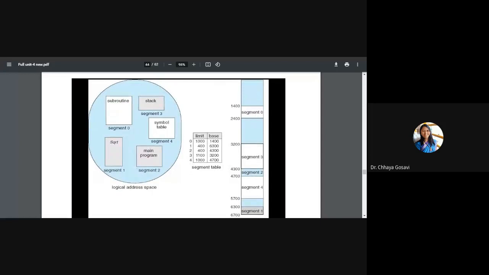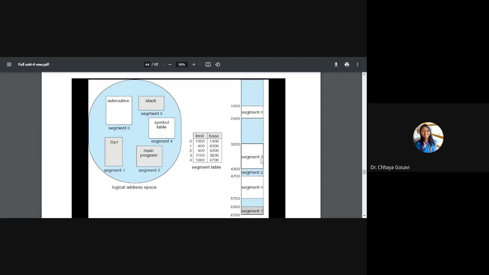We have seen one example on the previous slide. This is another example. Suppose this process has 5 segments: 0, 1, 2, 3, and 4. And this is the limit and base. Note that the limit is the length of the segment. So the base is 400, add this limit, and it is 2400. Your translated address for segment 0 should not go beyond this limit. The limit is the length of the segment.